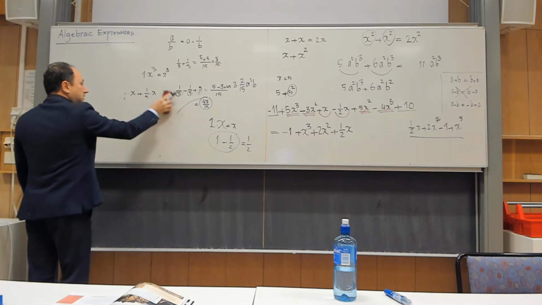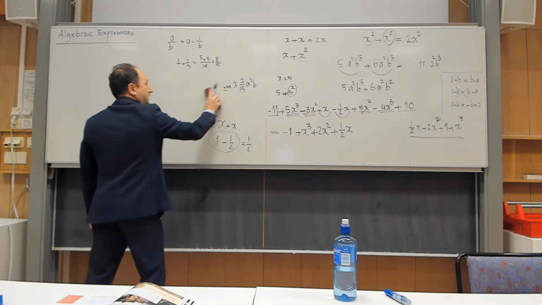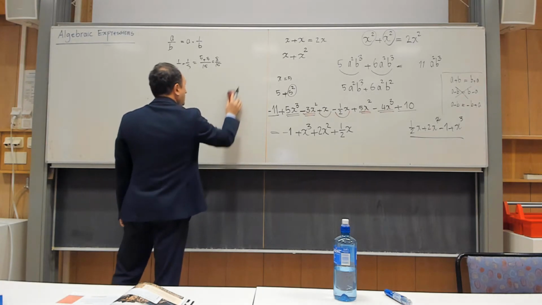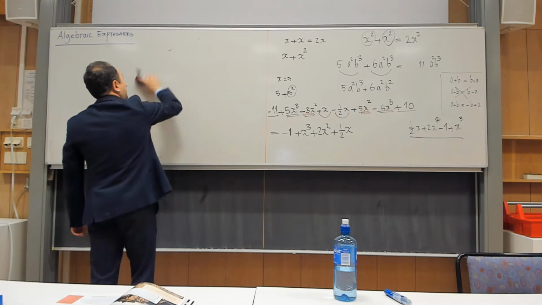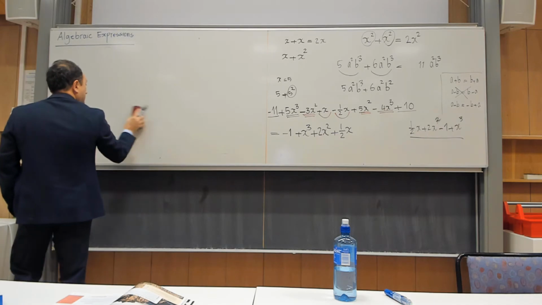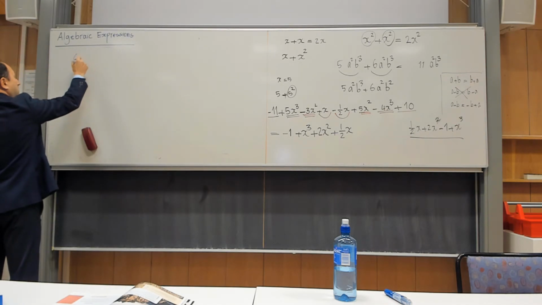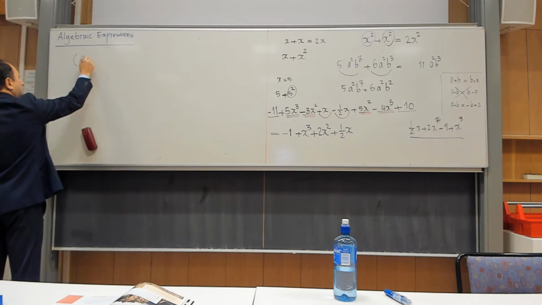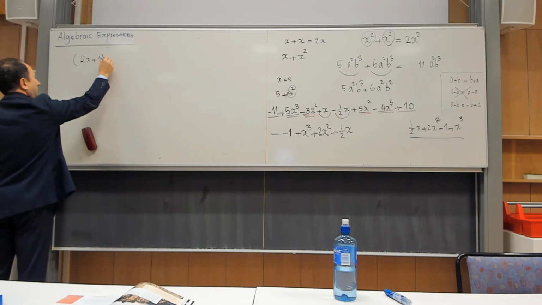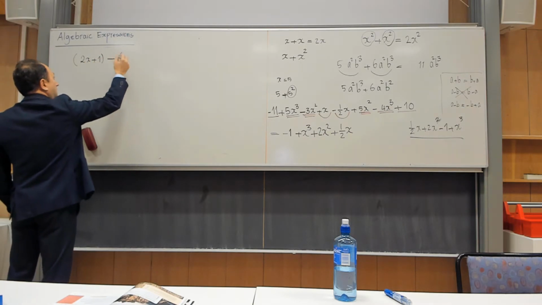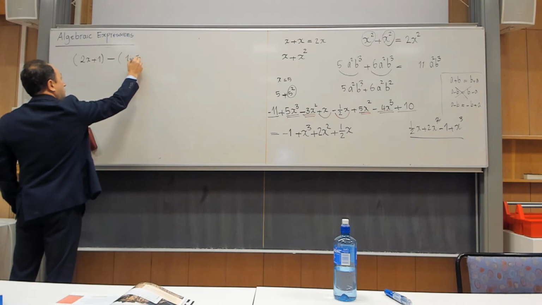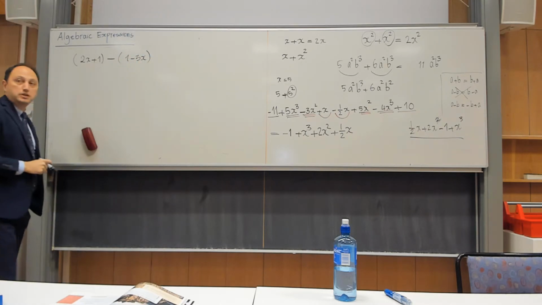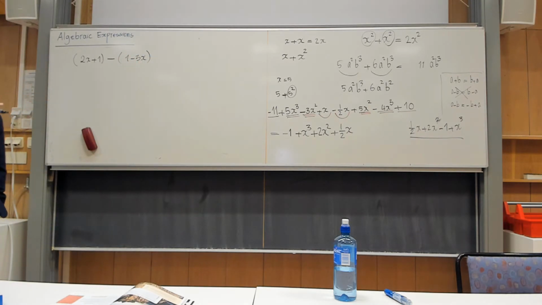Okay, now let me give you something with a pair of brackets. Let me ask you, what do you think here? If I write something like this, for example, 2x plus 1, and then I have minus, and then I will have 1 minus 3x. And I want you to simplify this expression. So I really want you to learn this once and for all.